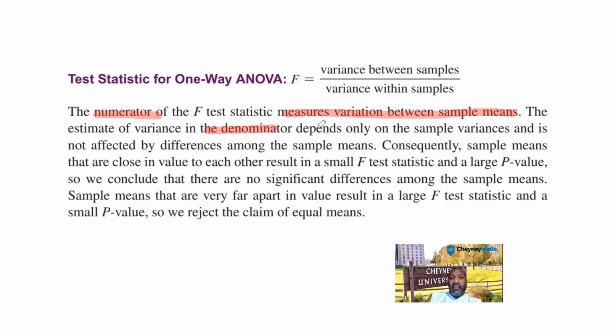The denominator depends only on the sample variances within, right? That's looking at how much variability is occurring in each of those samples. And it's not affected by differences among the sample means. The first one is, but the second one is not, right? I hope that makes sense for you guys. If you don't understand it, please let me know, right? Next, sample means that are close in value to each other result in a small F statistic. So let me show you what this means.